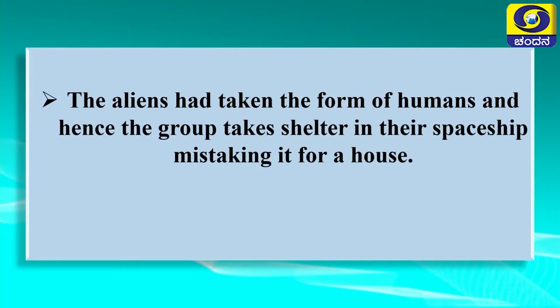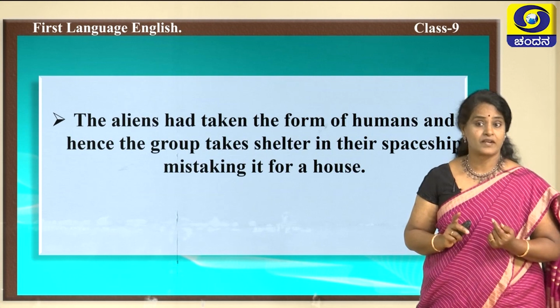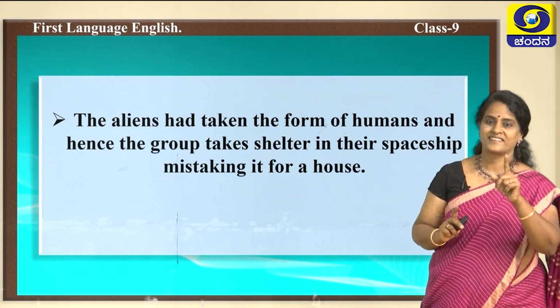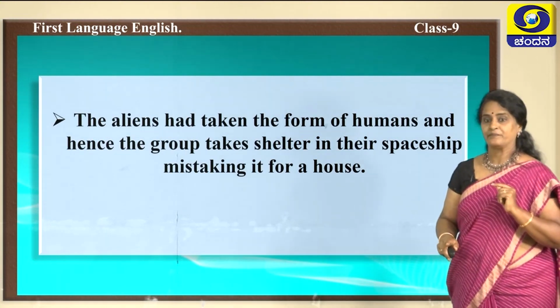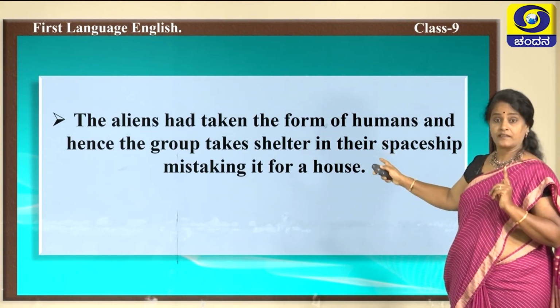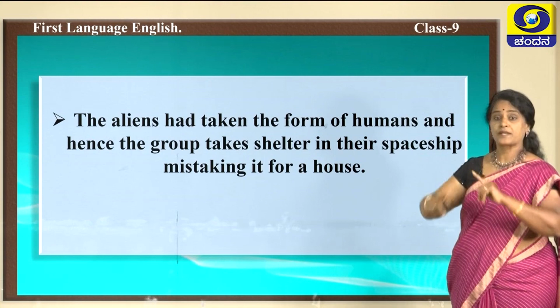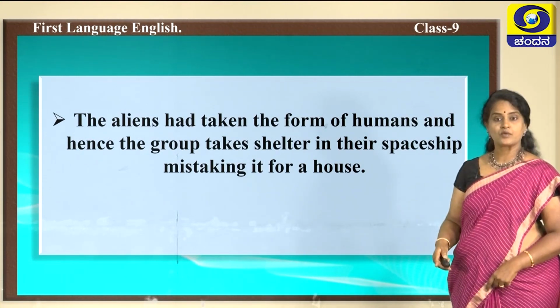The aliens, how did they look like? They had taken the form of humans. Okay? And that is why these children or the teachers, they did not doubt that they were aliens. Why? Because they were in the form of humans. Is it not? And the spaceship in which they had come, fine, they mistook it to be a house because it was in the form of a house.